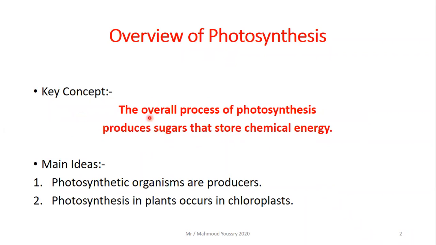Our key concept today: the overall process of photosynthesis produces sugars that store chemical energy. We have two main ideas. Number one, photosynthetic organisms are producers. Number two, photosynthesis in plants occurs in the chloroplasts. These are the organelles responsible for photosynthesis.